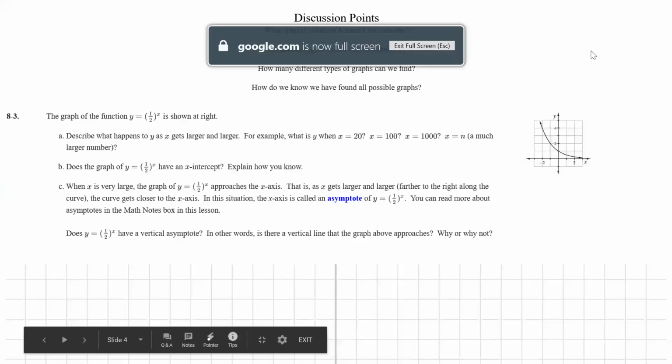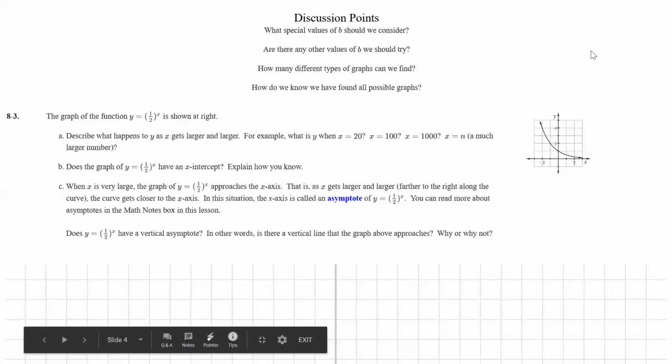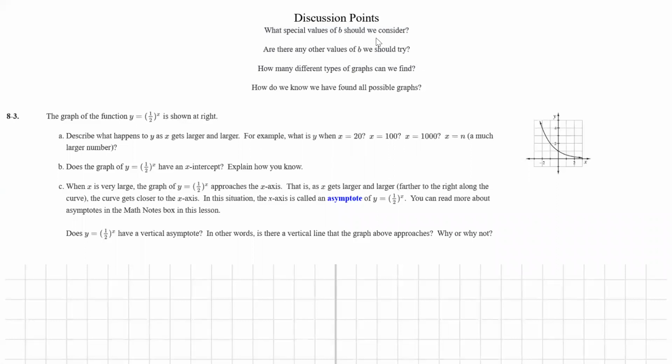Okay, I am in the next slide. This is number 3 here. Discussion points. What special values of B should we consider? Are there any other values of B we should try? How many different types of graphs can we find? How do we know we have found all the possible graphs? We got some that were flipped over, like this one's going down, right? But we'll talk about those later.